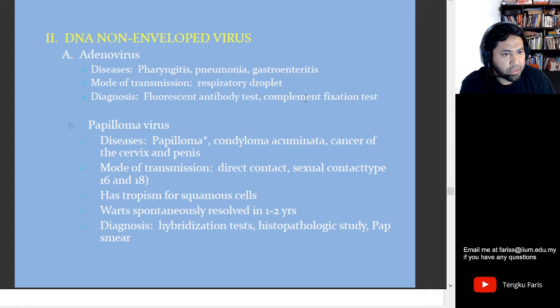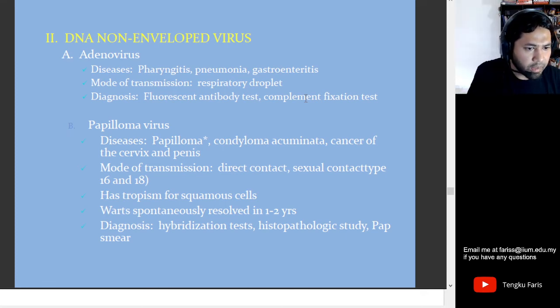Papilloma virus can cause cancers of the cervix. This is important for the female patient. Mode of transmission, it can be direct contact or through sexual activity. It has a tropism, or it has the ability to invade the squamous cells and causes warts. The warts are small bulging conditions on the skin, on the squamous epithelial linings, and this can be resolved within years.